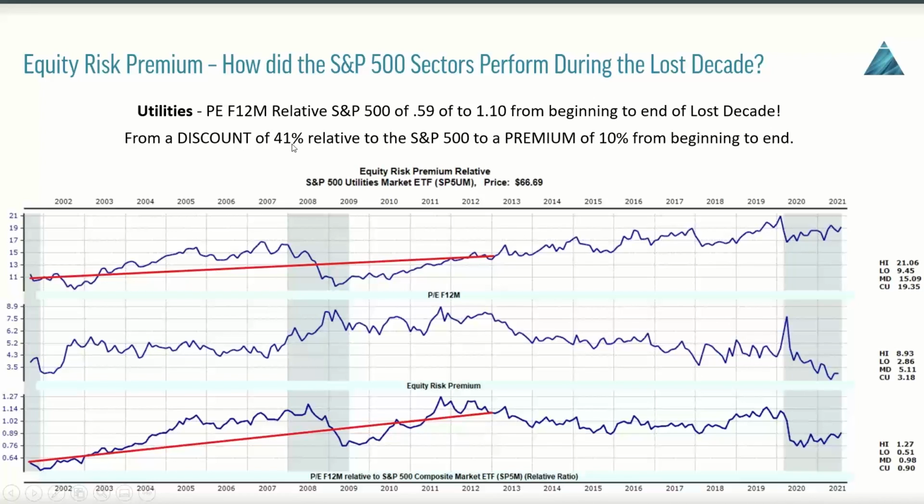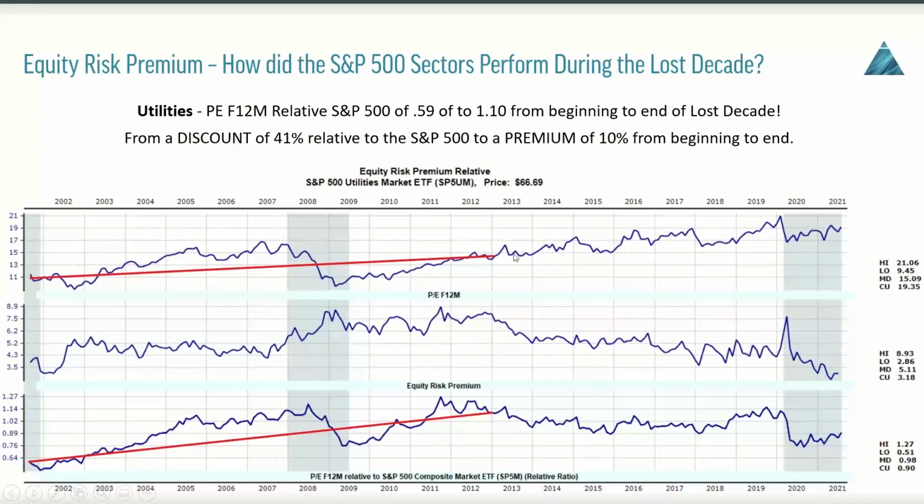We went from a discount of 41% relative to the S&P 500 to a premium of 10%. So obviously a huge winner during the lost decade. We saw that the utility space got absolutely hammered during COVID, which is something that I had been calling for quite some time. Very, very overvalued relative to growth.